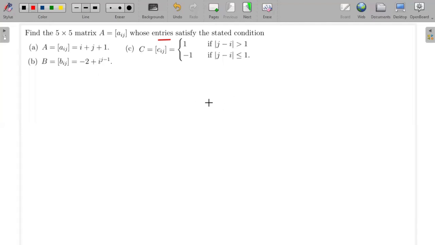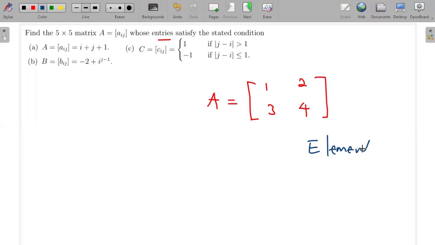We'll have to construct a matrix for all these conditions. Before we do that, we'd like to learn what rows are and what columns are, and also what elements of a matrix are. For example, if I've been given my matrix A equals 1, 2, 3, 4, let's say this is my matrix. These numbers, or elements, that are in this matrix are what we call the elements or members of the matrix. Each of these elements belongs to a certain row and to a certain column.